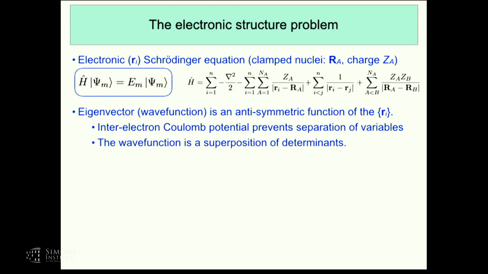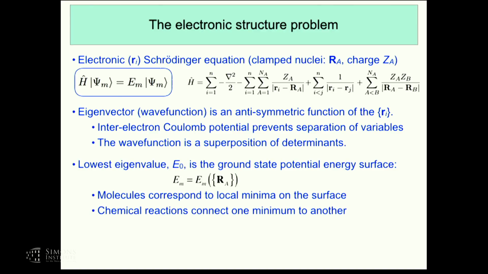The eigenvector, the wave function, needs to be an anti-symmetric function of the electron coordinates, because electrons are fermions. And this annoying Coulomb potential prevents us separating variables, alas. If only we could separate variables. If we could separate variables, the eigenfunction would be a determinant. Since we can't, the eigenfunction must be a superposition of determinants and may in general be a very complicated one. The lowest eigenvalue, E0, will be the objective of my talk.